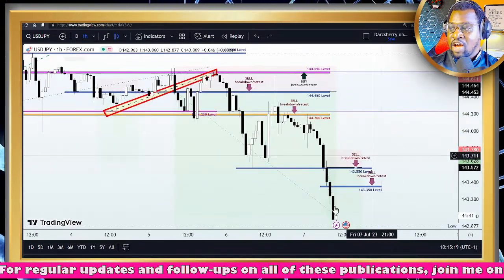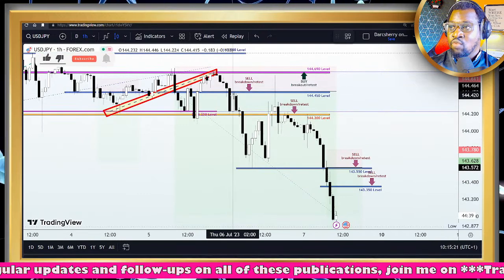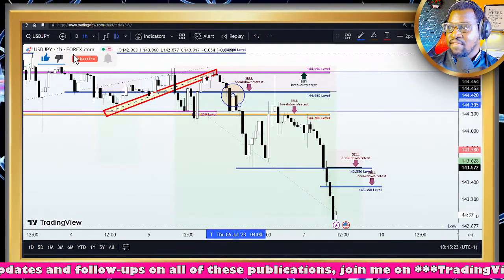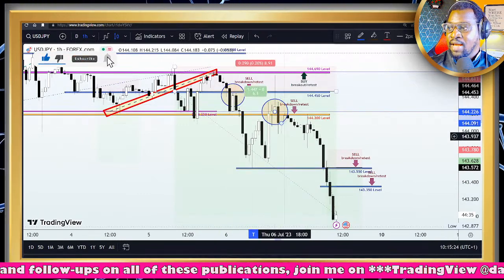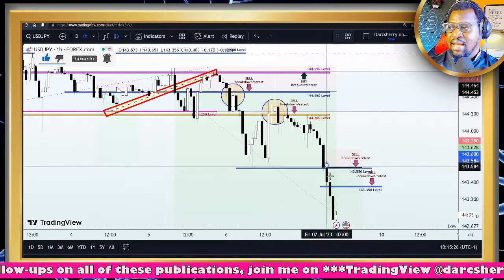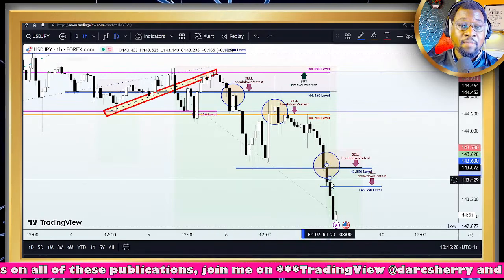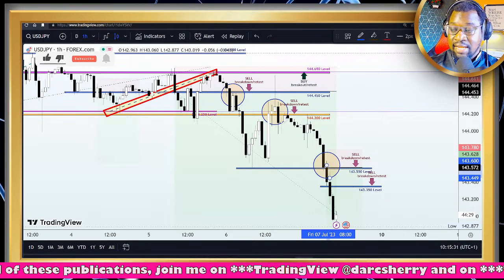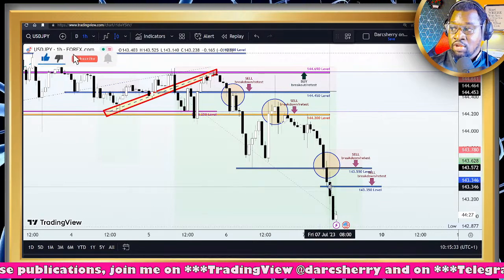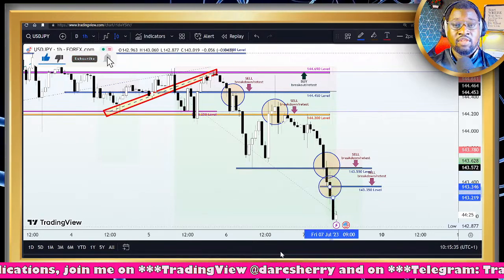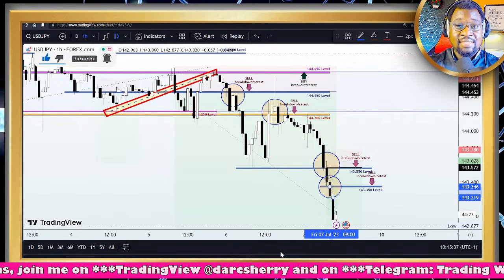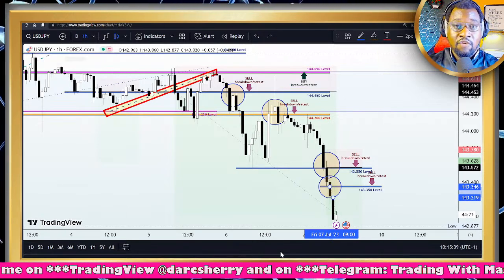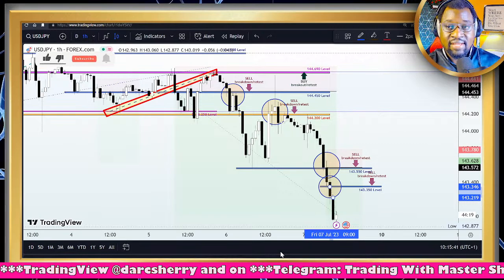In fact, we have how many entries here? We have one right here. We have the second one here, and of course we had the third one here. And this morning during my commentary, I also updated the structure with another new level at the 143.350, where I said we want to be adding the fourth position on the USDJPY.